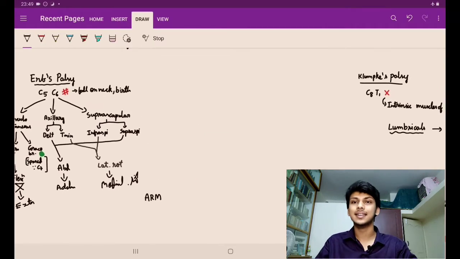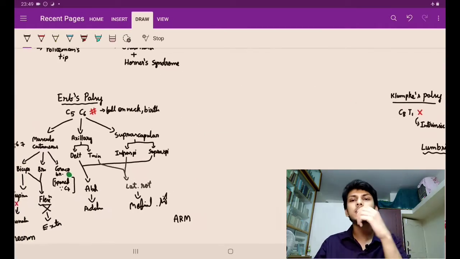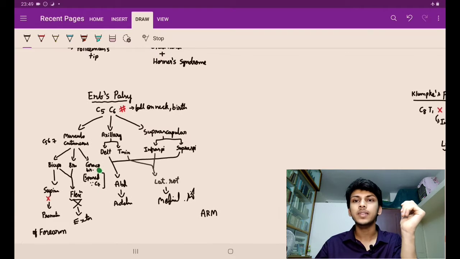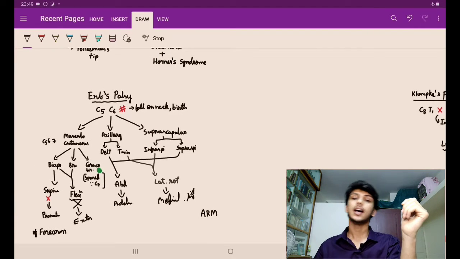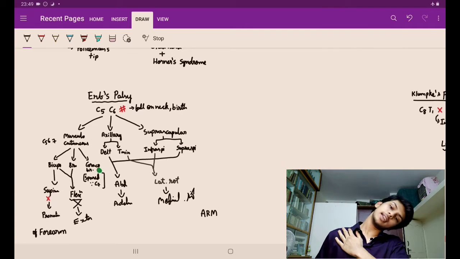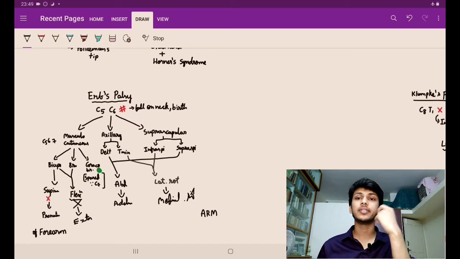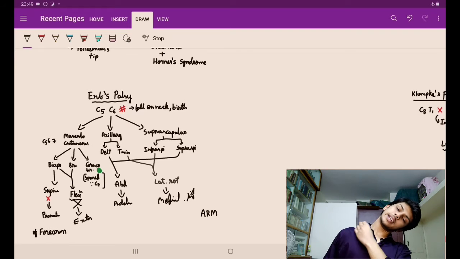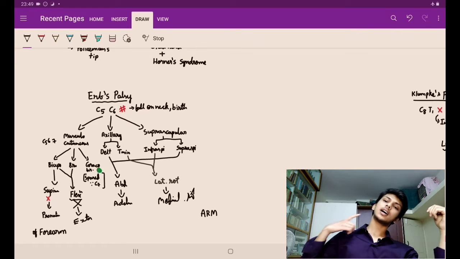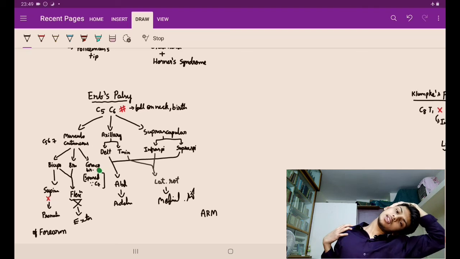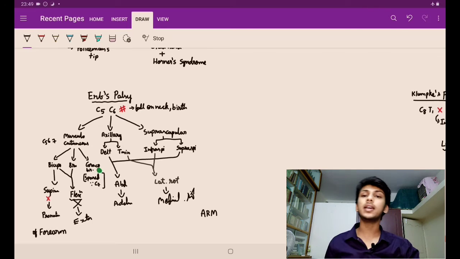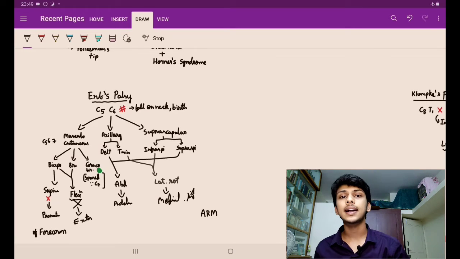And guys, what are the causes of this upper trunk injury? Upper trunk injury happens when there is hyperextension with side flexion of the neck. See here is the neck, and the upper trunk of the brachial plexus comes like this. So if there is hyperextension, there can be damage to it.